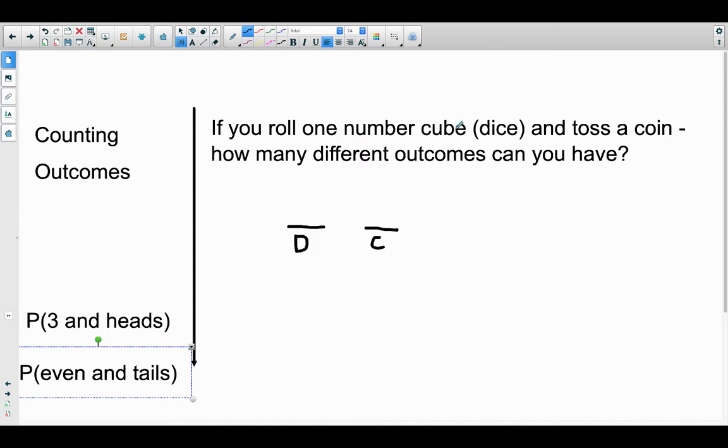When I roll my number cube, how many different outcomes can I have? Well, I could roll a 1, I could roll a 2, I could roll a 3, I could roll a 4, I could roll a 5, I could roll a 6. So I have 6 possible outcomes. When I toss my coin, how many different outcomes can I have? I could have heads or I could have tails. So I have 2 possible outcomes for my coin. If I multiply that together, I have a total of 12 possible outcomes.